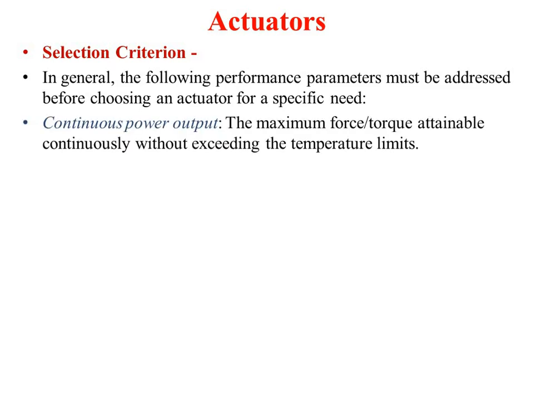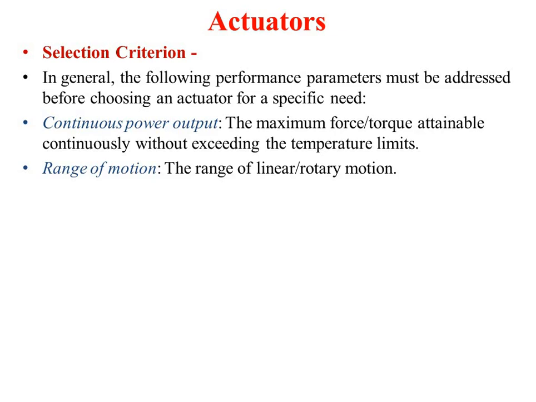So the first parameter is the continuous power output. That is the maximum power, force or torque attainable continuously without exceeding the temperature limit. Whenever there is a force or a torque, obviously friction will occur, and that friction will create heat. So considering that temperature will not exceed a certain point, the maximum force that we can get continuously will be one parameter.